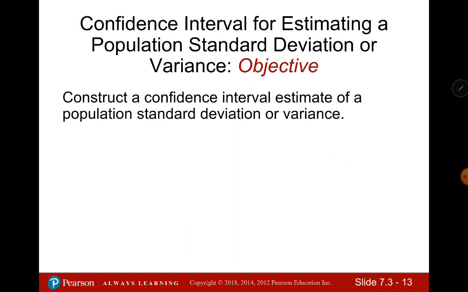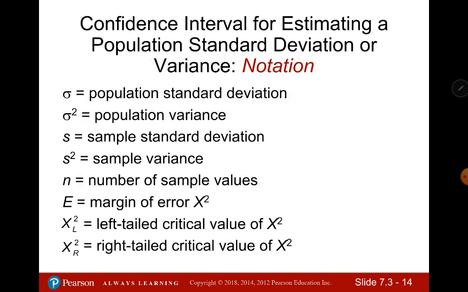So this is the most important part for the confidence interval about the variance or standard deviation. After we know how to find the critical value, now we can construct the confidence interval for variance or standard deviation. Let's check the notation together.